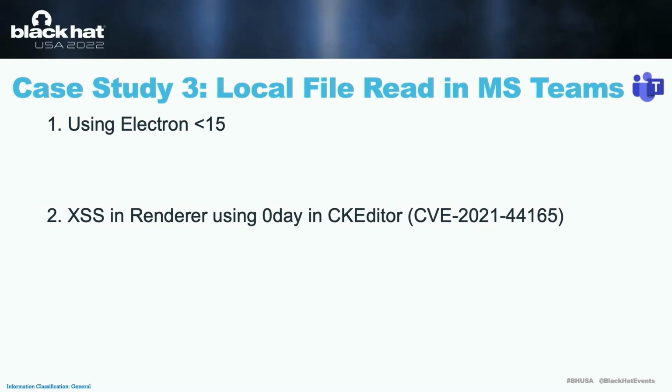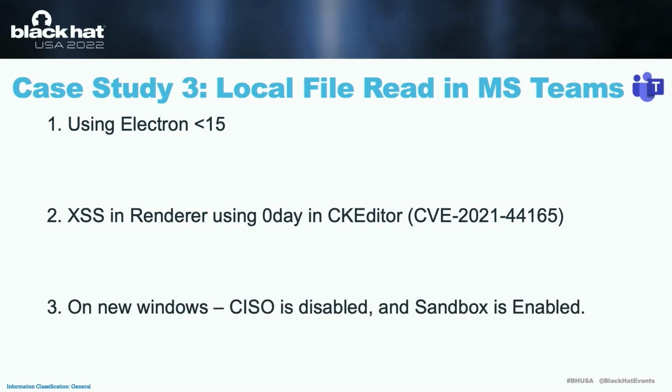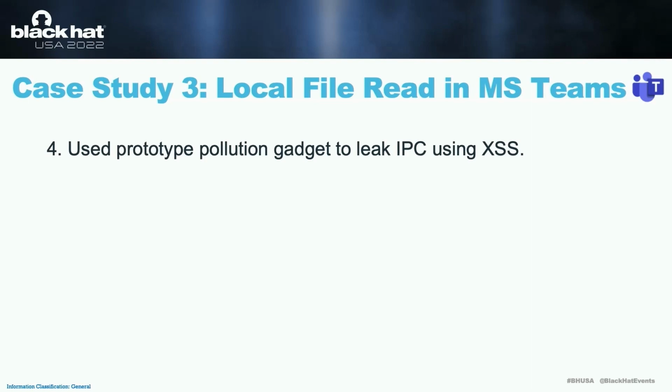So we perform a mutation XSS in CKEditor, which was a zero-day finding which we did. This is something which is used as a rich text formatting for Markdown in Microsoft Teams. So once you had this XSS, what we noticed is that when you open a new window, context isolation is disabled, but sandbox is enabled. So we can use that same attack vector which I showed earlier.